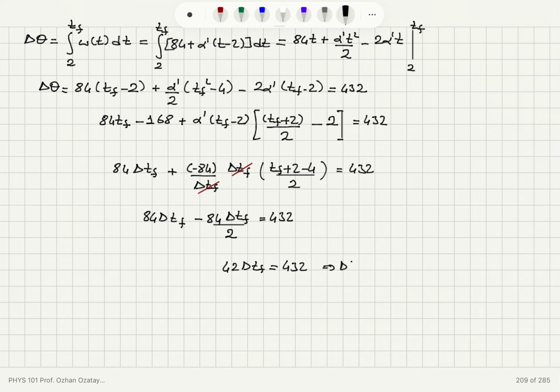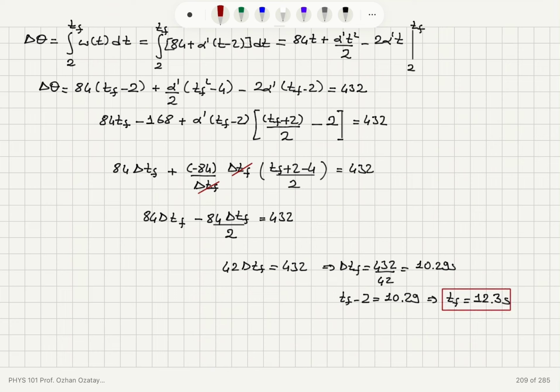So we obtain delta t final is equal to 432 divided by 42, which is 10.29 seconds. So delta t final, which is t final minus 2, is 10.29 seconds. Therefore, t final is 12.3 seconds if we keep 3 significant figures in our final answer. So that's when it stops.